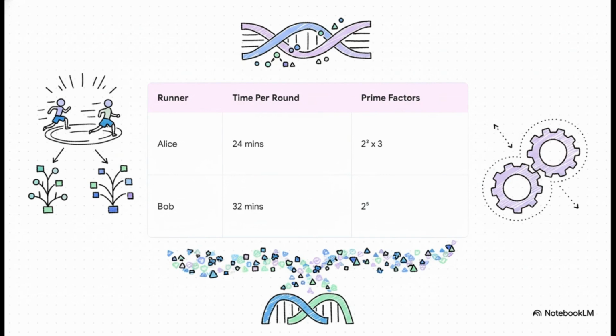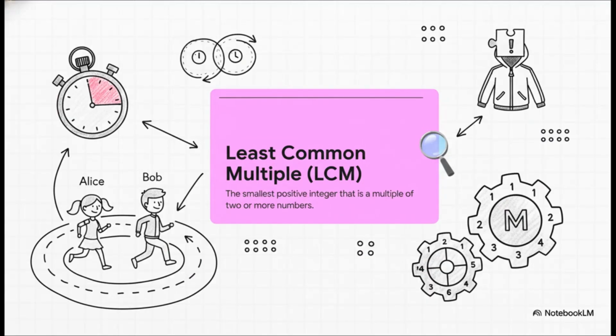To solve this little puzzle, we're going to do something that should feel pretty familiar by now. We look at the prime factor DNA of our key numbers. The number 24 breaks down into 2 cubed times 3, and 32, that's just 2 to the power of 5. This is our first step to finding that exact moment when their paths sync up perfectly. So, what are we actually looking for here? We're on the hunt for something called the least common multiple, or the LCM. Now, I know that sounds all formal and mathy, but it's just a fancy term for the very first number that's a multiple of both Alice's time and Bob's time. This whole big word problem, it's just an LCM puzzle wearing a tracksuit.